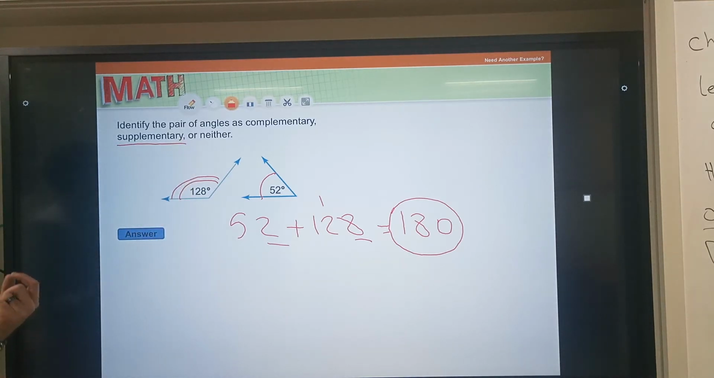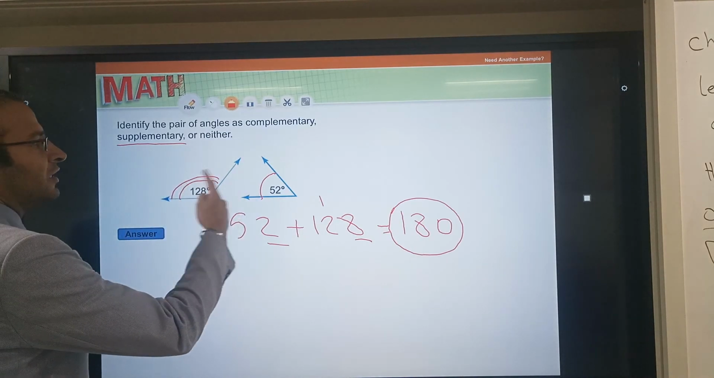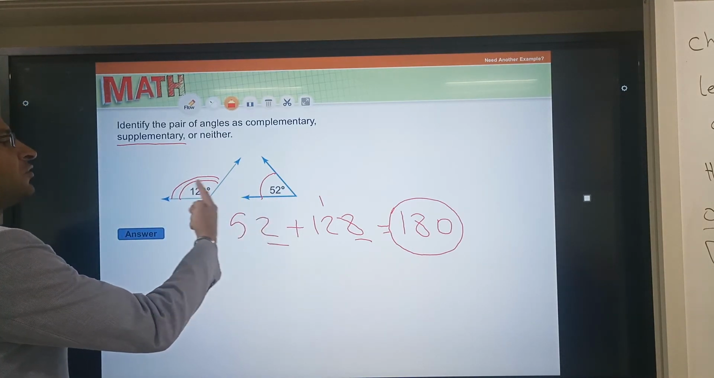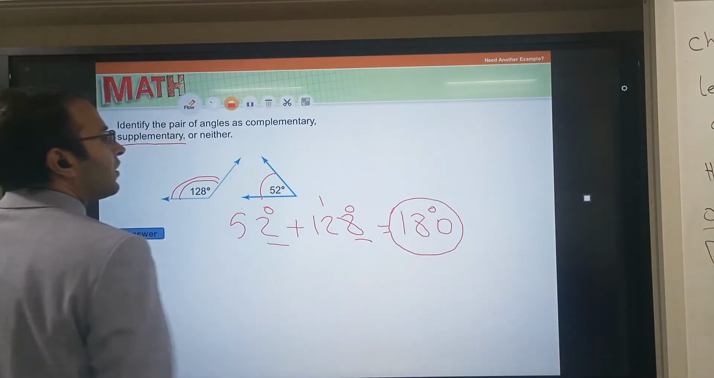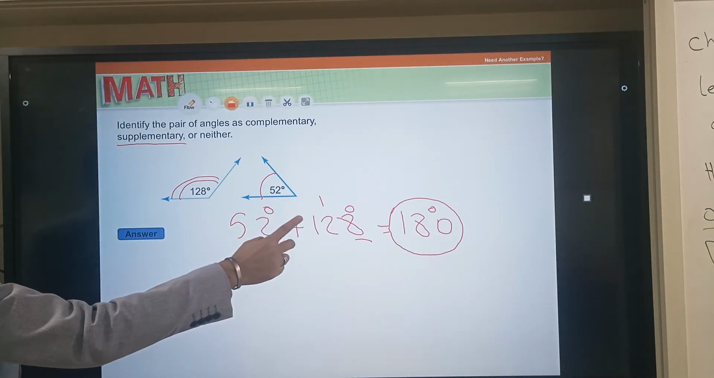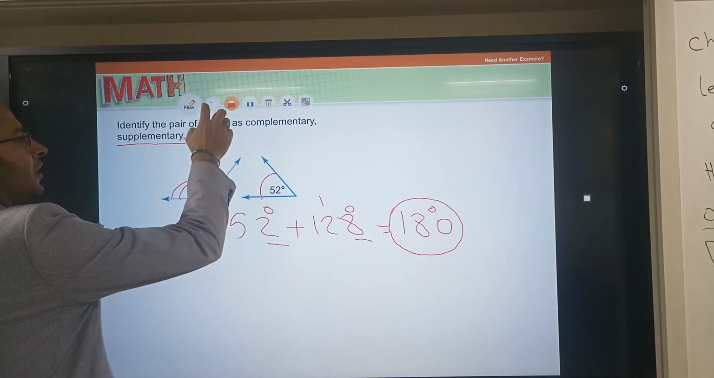Again, why do I call these two angles supplementary? I call this pair supplementary because the sum of their measure is equal to 180. If I add them together, 52 degrees plus 128 degrees, it must equal 180 degrees. You must put the degree sign there. Don't forget that. Okay?